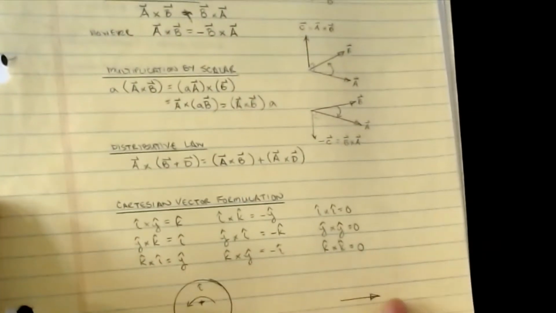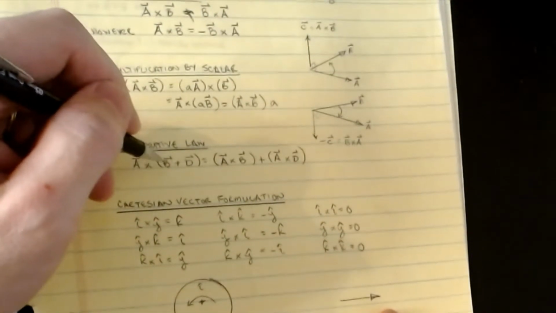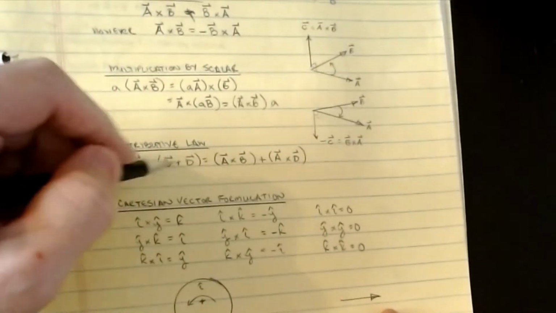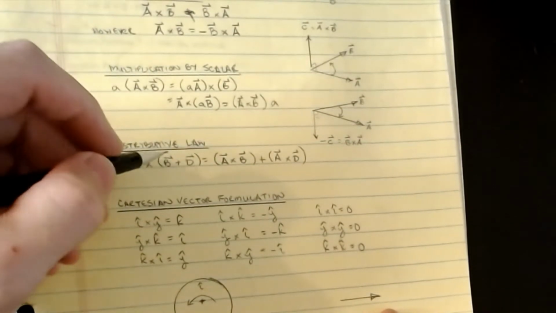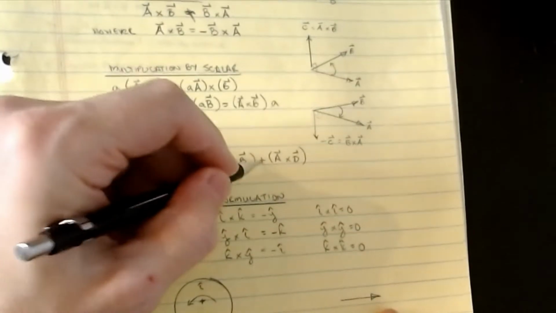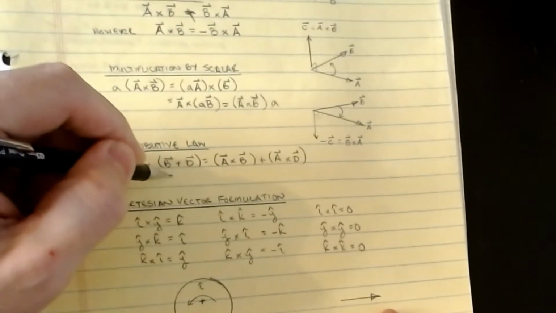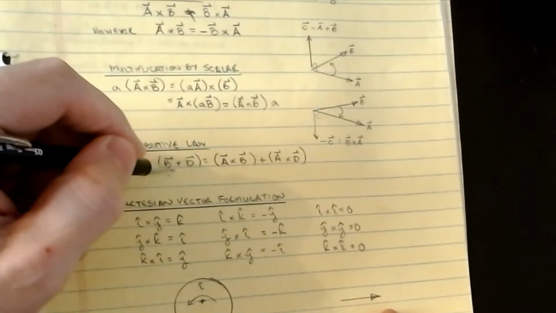Okay, distributive law, it still works, which is nice. So if I do an a vector crossed into b plus d, so these are two resultants, or a resultant of two vectors, then I could do a cross b plus a cross d. Now this identity is pretty useful, especially since we deal with resultants a lot in forces.